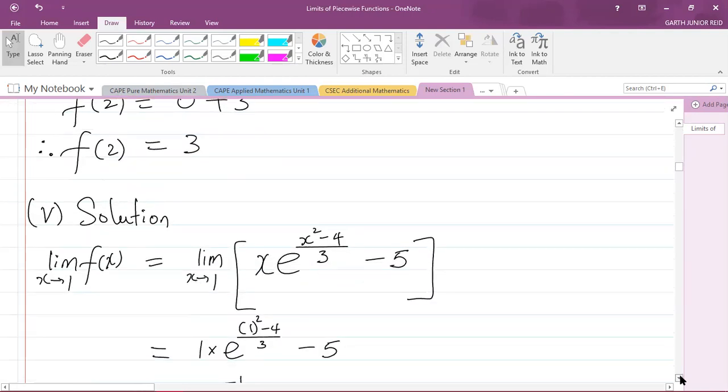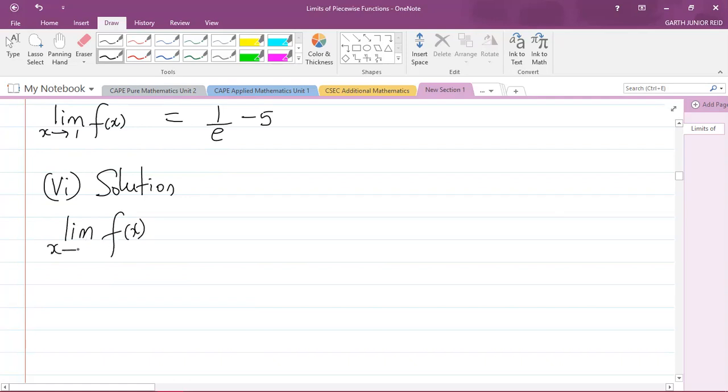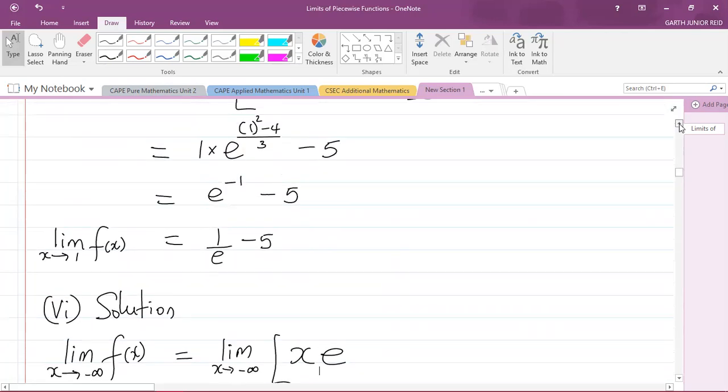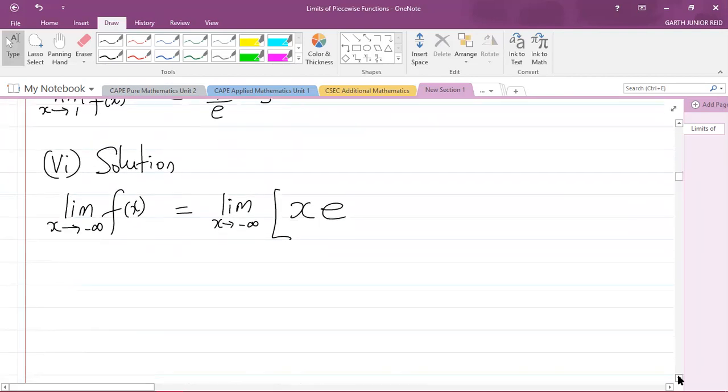That's part 5, and now we're at part 6. Part 6 solution. So we want the limit of f of x as x approaches negative infinity. And we know that our f of x here is x times e to the power of x squared minus 4 over 3.